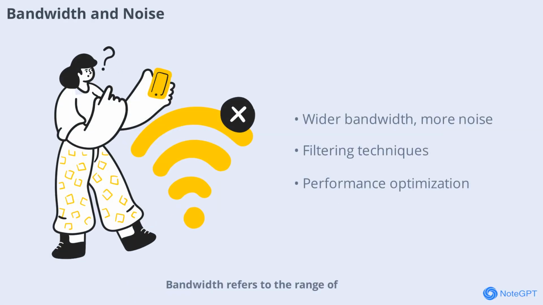Bandwidth refers to the range of frequencies a communication system can transmit. The amount of noise present in a system often increases with bandwidth, as more frequencies are exposed to potential interference. Engineers must balance the need for high bandwidth with the risk of increased noise, using techniques like filtering and modulation to optimize performance.